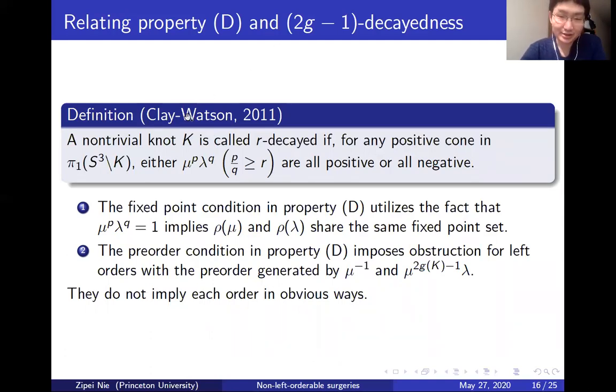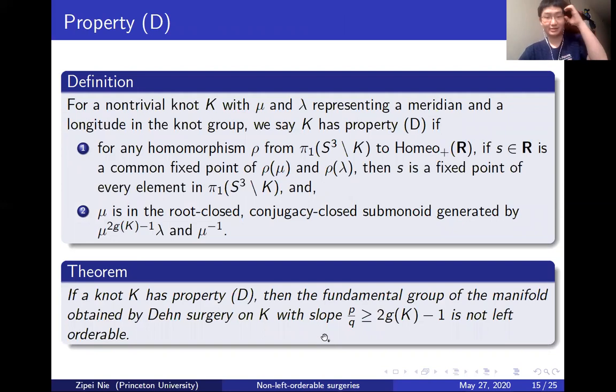And in their definition, a knot is called R-decayed if and only if for any positive element in the knot group, where mu represents a meridian and lambda represents a longitude, mu to the p's power times lambda to the q's power are all positive or all negative. And if this is the case, then mu to the p's power times lambda to the q's power can't be 1. The same conclusion holds here.